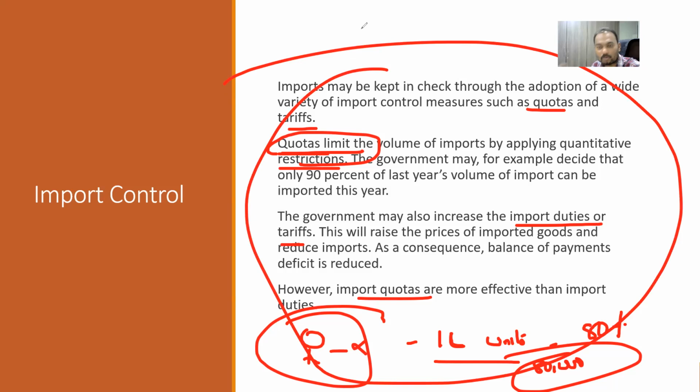So quotas and tariffs are ways by which the government can reduce the imports. And I told you earlier that reduction of imports can basically reduce the adverse balance of payments disequilibrium. Did I make it clear, everybody?